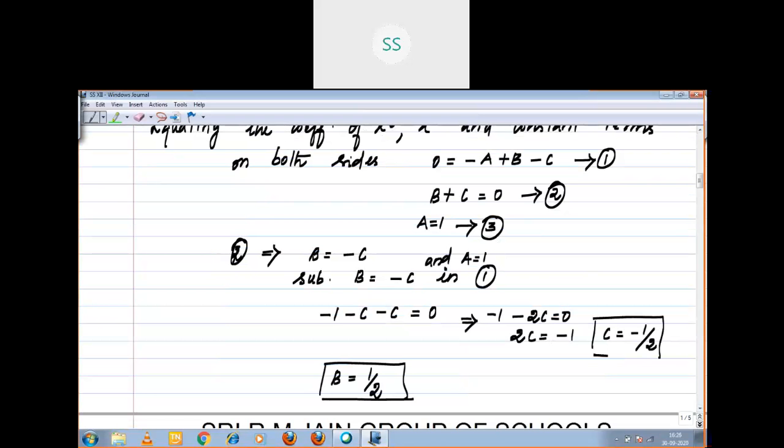Then what is my b? b is equal to 1 by 2. c is equal to minus 1 by 2 and a equal to 1. Then you should go and enter these into the integral, and then you can integrate the given format easily. Got it, children? Did you understand what I said?